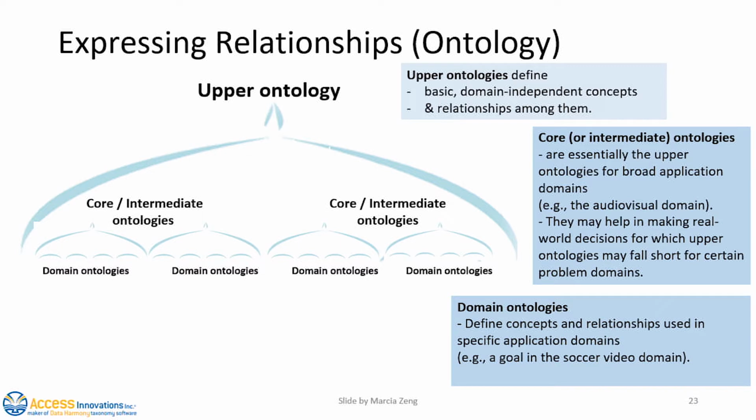Core or intermediate ontologies are essentially the upper ontologies for broad application domains, specific to the field or the industry that your data is describing. This might help you make real-world decisions for which upper ontologies may fall short for certain domains or what problems you might find in them. Domain-specific ontologies are the lowest level and are used to model topics and objects that are particular to the vertical or industry or topic that you are dealing with. This will include some kind of taxonomy or thesaurus vocabulary for classification and other things.